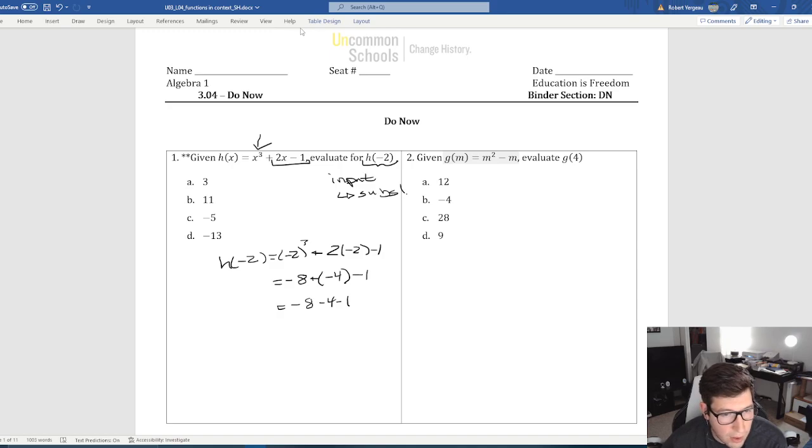If we combine all of these terms, we're going to find that h of negative 2 is equal to negative 8 minus 4, that's negative 12, minus 1 more, it's going to be negative 13, option D.